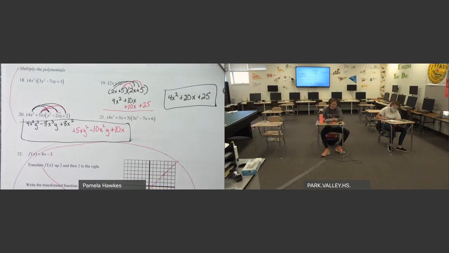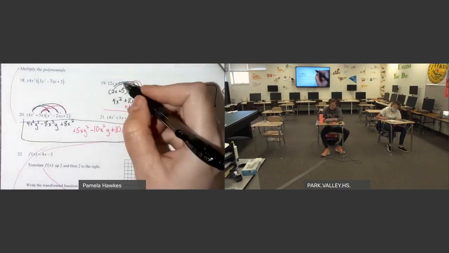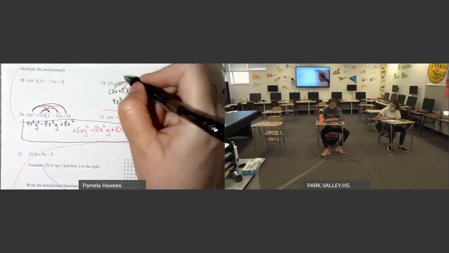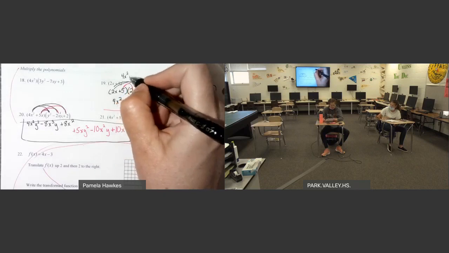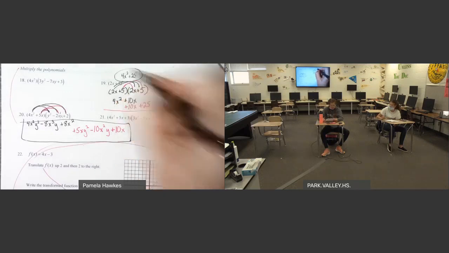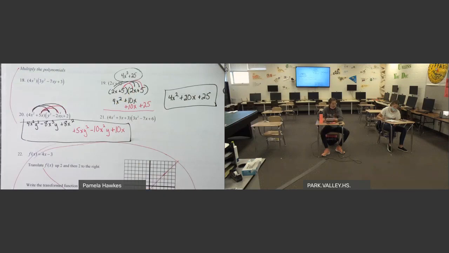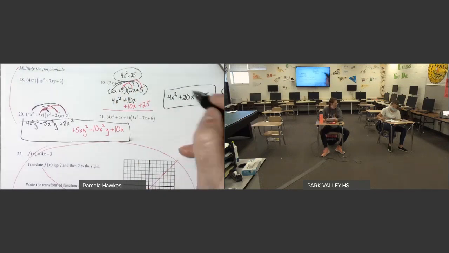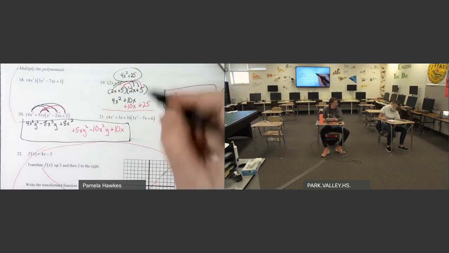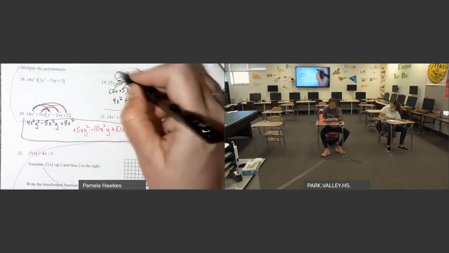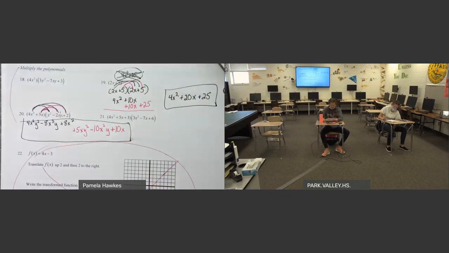Okay? Most common mistake. People just try to square each of these. And it comes out to be 4x squared plus 25. What's wrong with this? We missed this whole section here in the middle, right? Don't do this. That's wrong. Okay? All right.